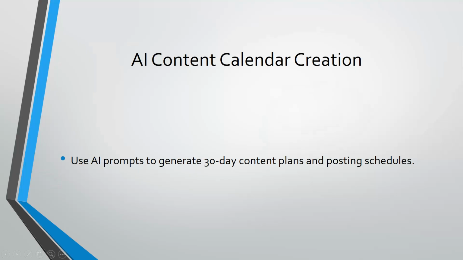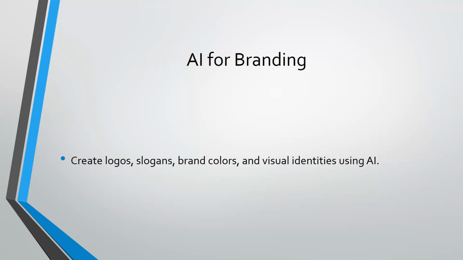So we are saying use AI prompts to generate 30-day content plans and posting schedules. So that is it. So AI for branding: create logos, slogans, brand colors, and visual identities using AI. So you can make it like you have seen. We have designed a whole monument of Raila Amolo Odinga within that time, and it comes exactly the way you wish it to be, with his exact colors and image that you wanted it to be used.